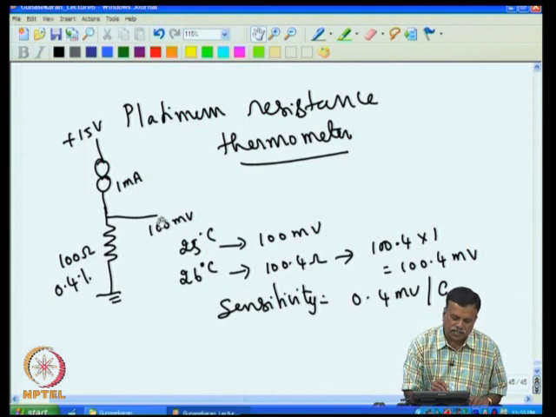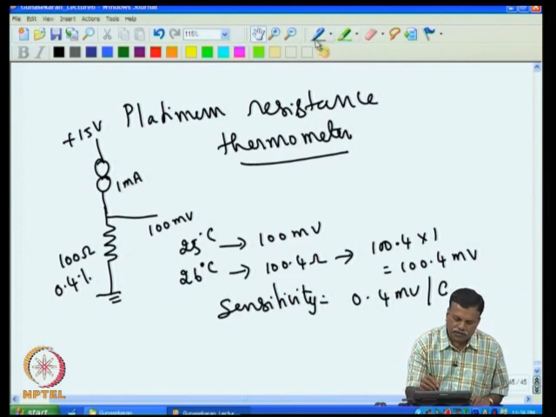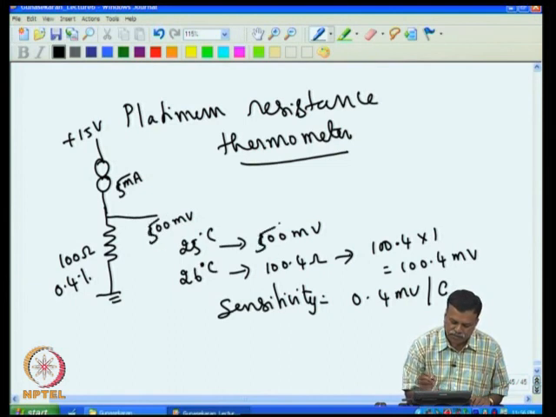Of course, we can increase this by increasing this current, but once you increase this current, the self heating becomes more, and that creates a problem. Of course, we can go, for example, say 5 milliampere current source if I make, then this will be 500 millivolt, that is at 25 degrees it will be 500 millivolt.